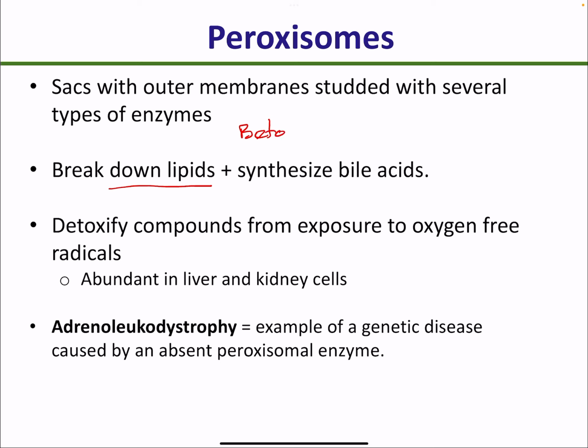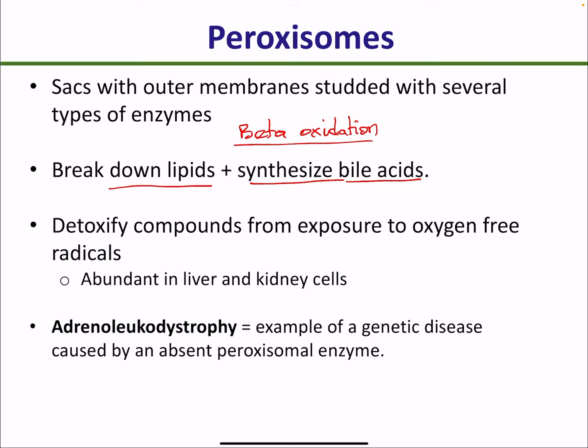In a process that we call beta oxidation. Okay, that's a breakdown of lipids. Peroxisomes also participate in the synthesis of bile salt. They play a role in detoxification. We use oxygen, and one thing about oxygen is that it can cause the formation of hydrogen peroxide.